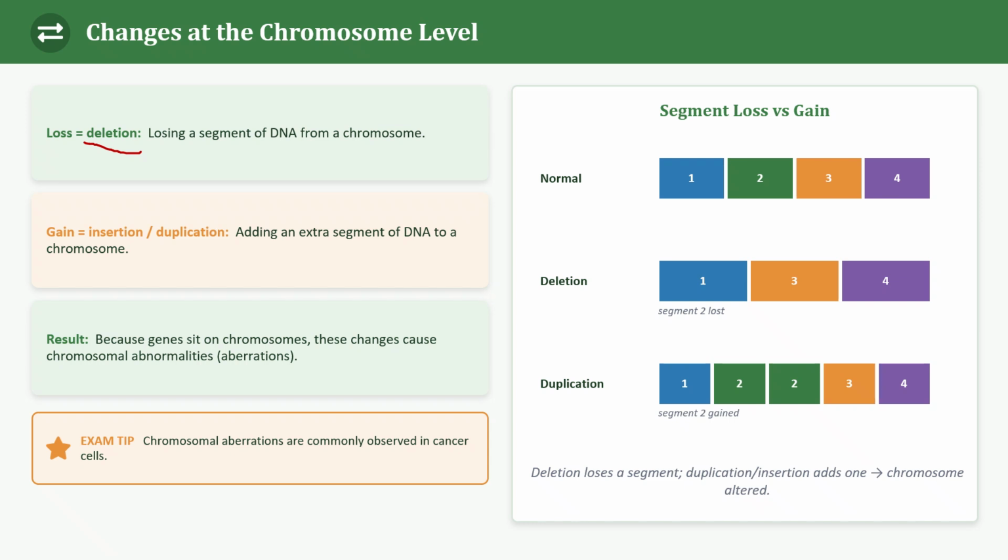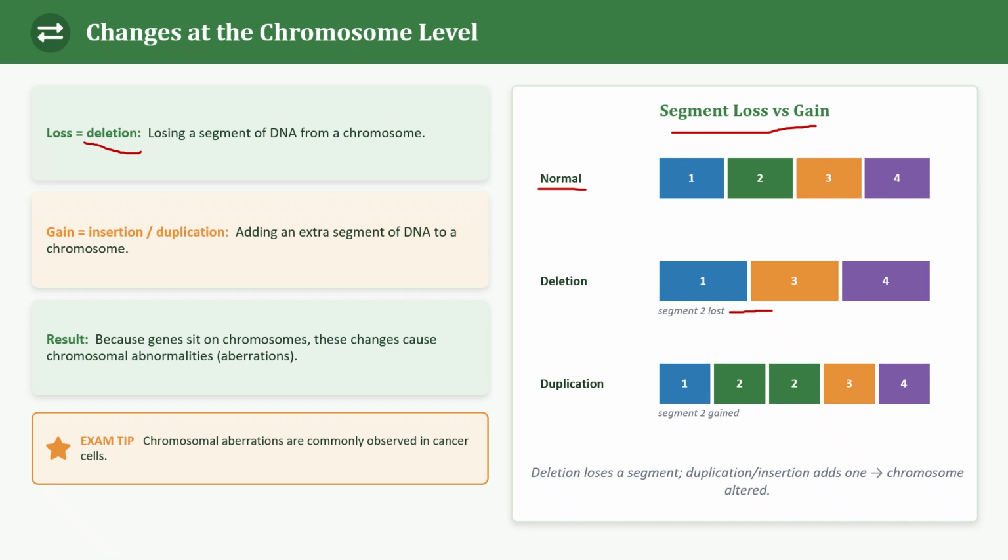Just think of a book with one entire page missing. Yes, so some important information disappears. So similarly, when a part of a DNA is lost, the genes present in that region are also lost. For example, let us see this one. So the normal one contains 1, 2, 3, 4. So after deletion, what happens? Yes, the second segment is lost.